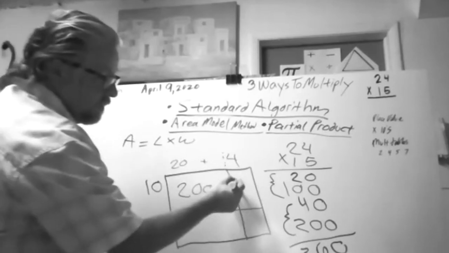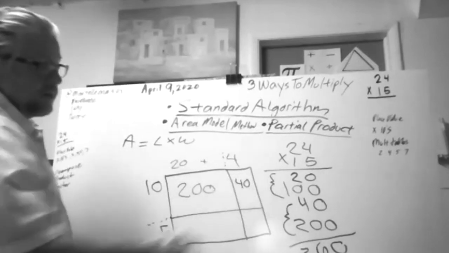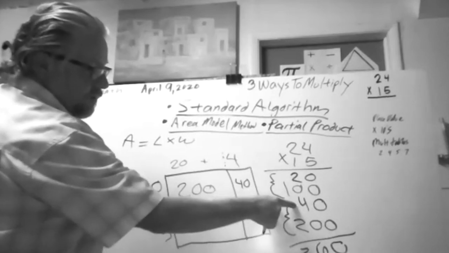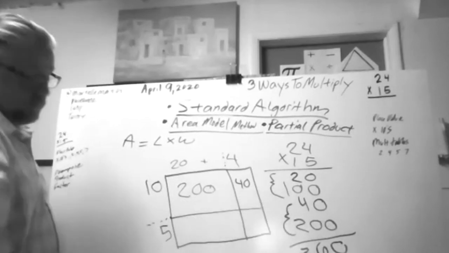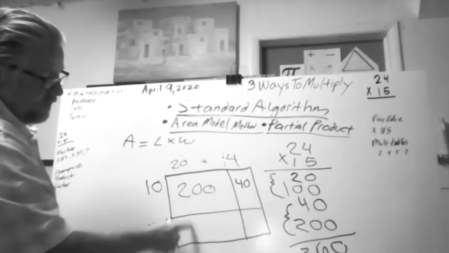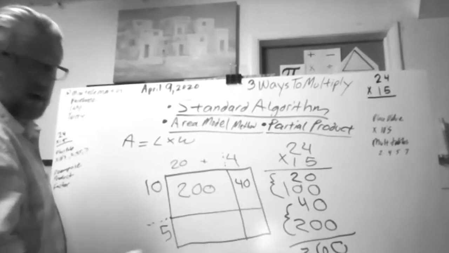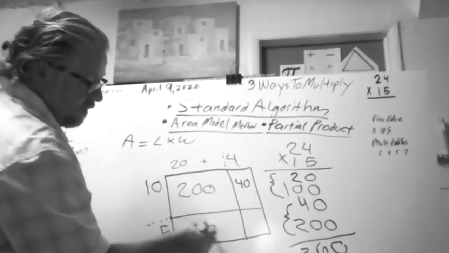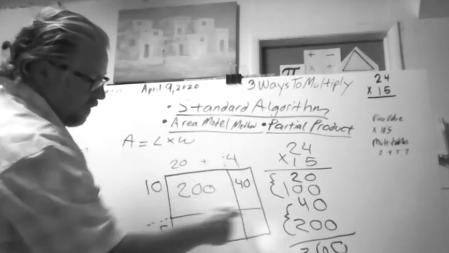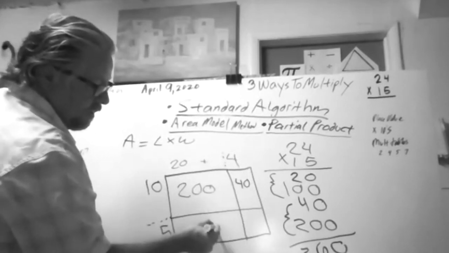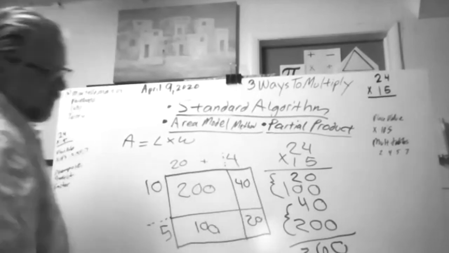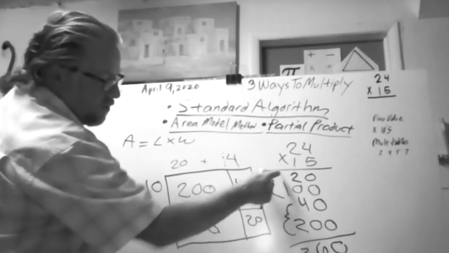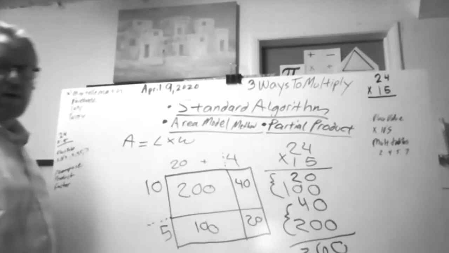Now, 10 times 4. 40. Look at these numbers coming along. 240. How about this one? 5 times 20. 100. And 5 times 4. 20. Same numbers. 120. We good so far?